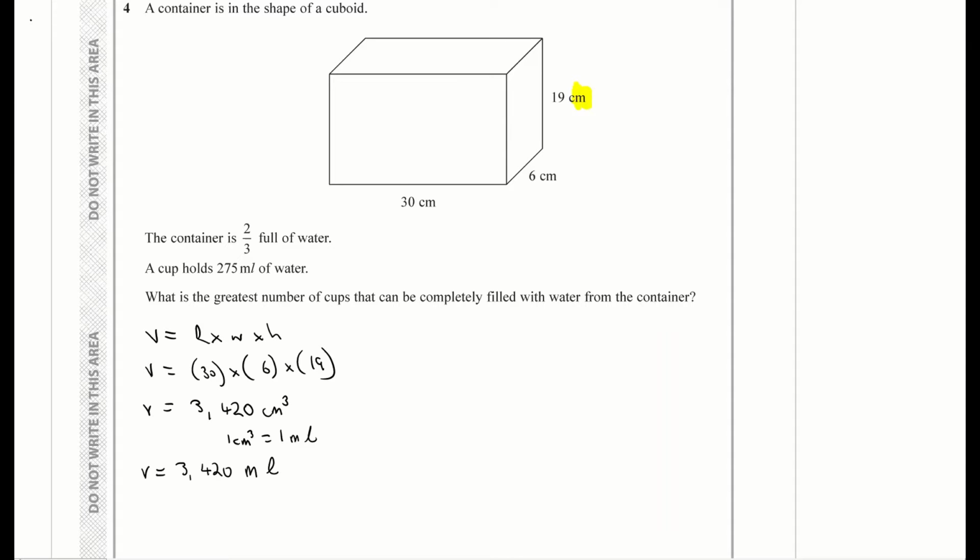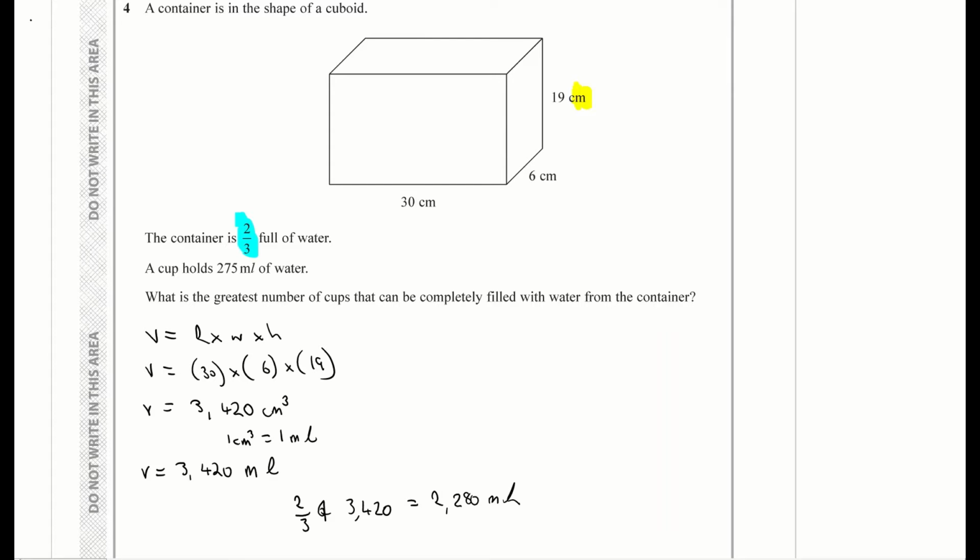Now, the question tells us that the cuboid is not fully full, it's only 2/3 full. So we want to find 2/3 of 3,420. So what I'm going to do there is I'm going to divide 3,420 by 3 and multiply by 2. Or go to your calculator and go 3,420 multiplied by 2 over 3. And that's given me 2,280 milliliters.